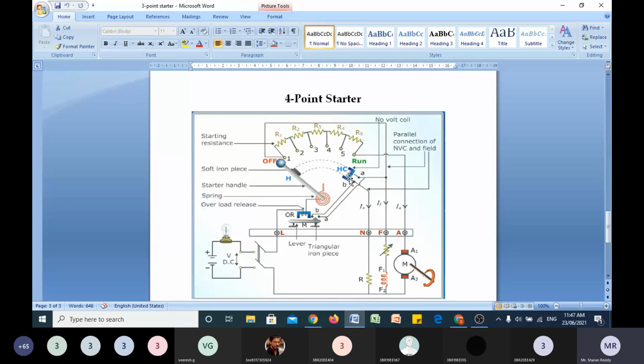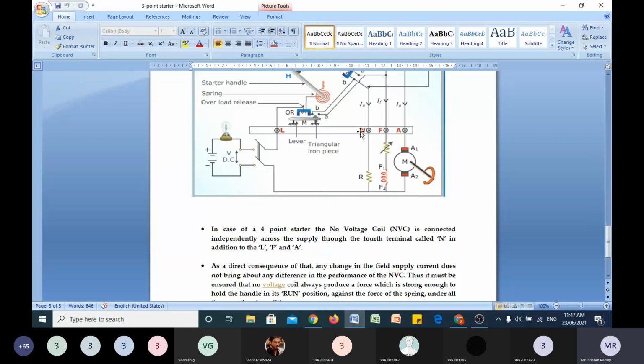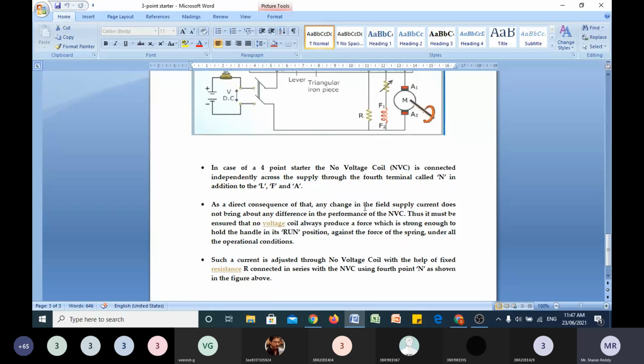It's this way you can see. This connection helps independently across the supply as a fourth terminal N, in addition to line, field, and armature. So an extra N is there here. Okay, protective resistance here. As a direct consequence, any change in the field current does not bring about a difference in the performance of the NVC. As I told you, any variation in the flux will not affect it here.